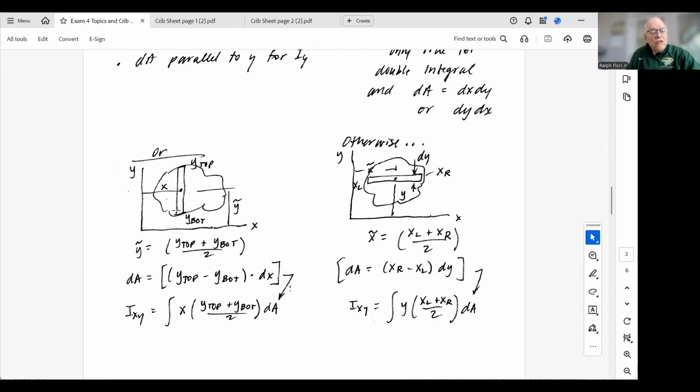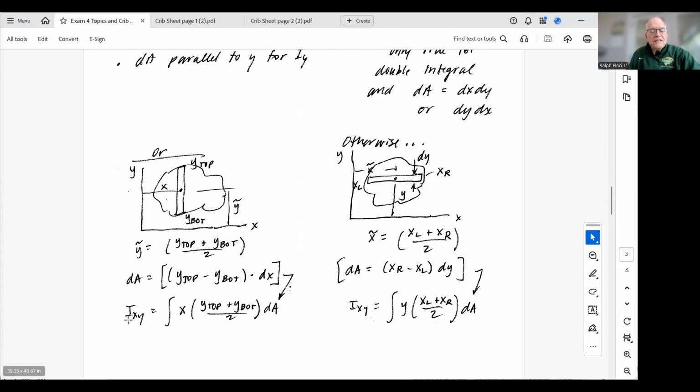If you choose a vertical element to compute Ixy, then the x is x, but the y tilde is the average of y top and y bottom. So y top plus y bottom divided by 2. The dA is y top minus y bottom times dx.